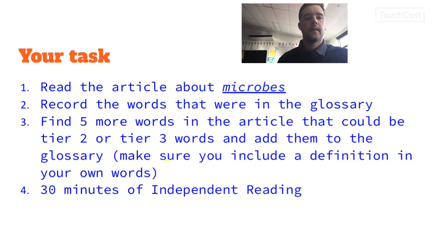So today, we're going to read an article about microbes. Now, you might go, what are microbes? That's the point. We're going to read about a topic that we probably don't know much about. What I want you to do when you read the article, which I'm going to show you in a moment, is record the words that were in the glossary. And let's get that up now.